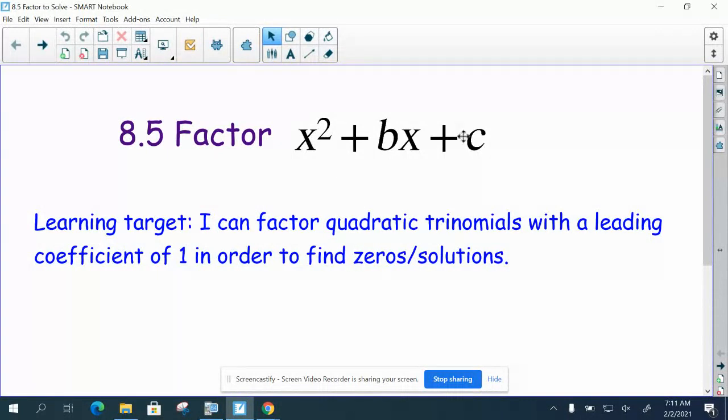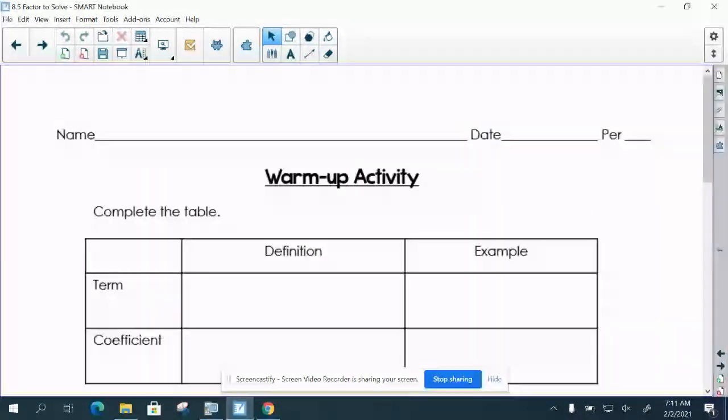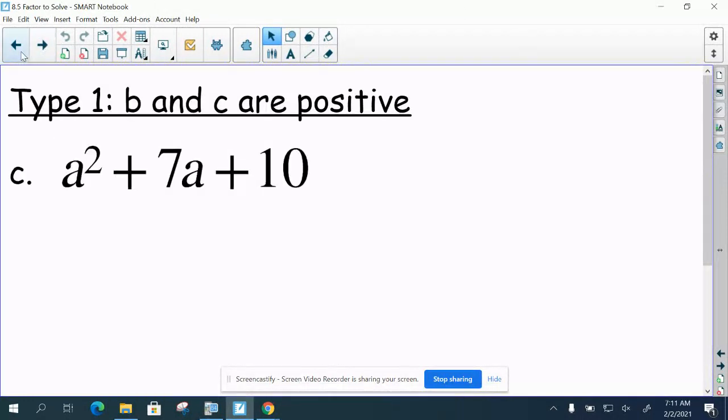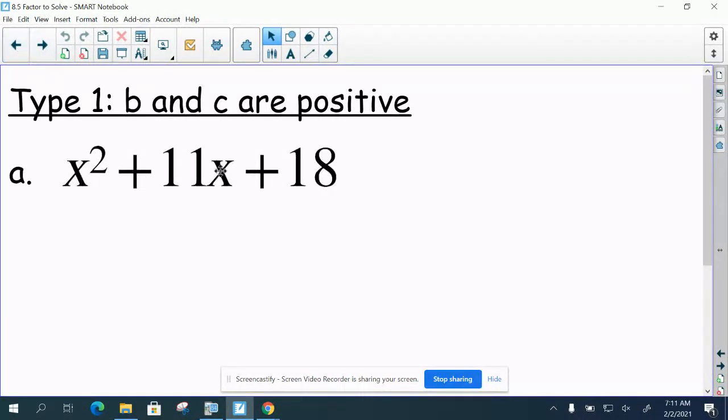So if we want to solve an equation like this, or I'm going to skip ahead to our examples. If we want to solve an equation like this, we need to get it into factored form. So that's what we're going to do. So we're going to go over a few examples of different cases.